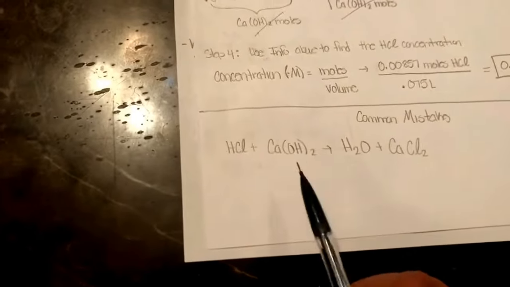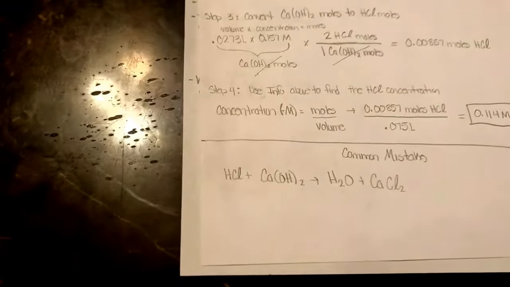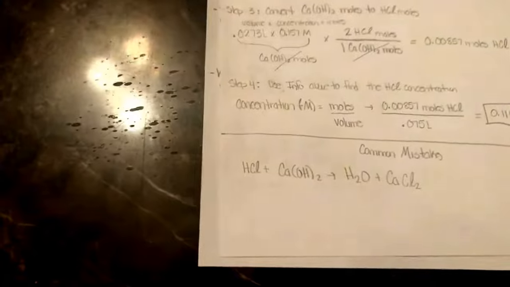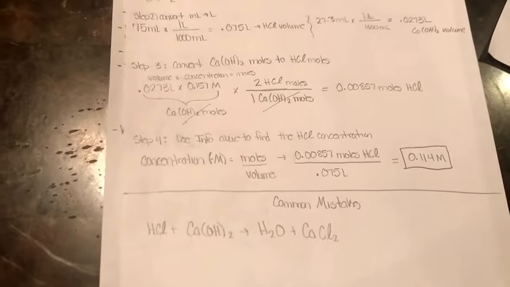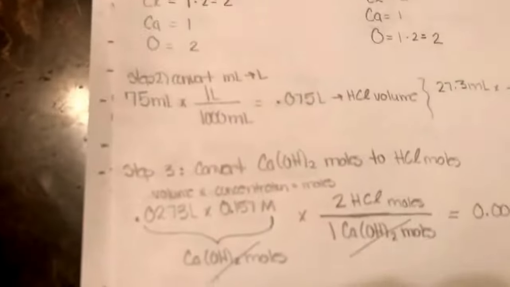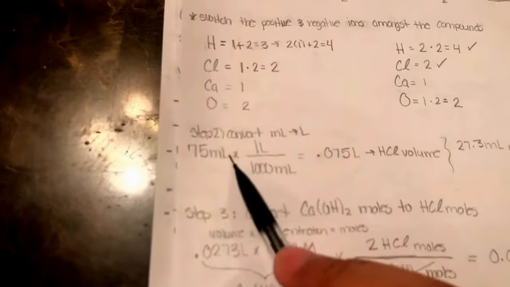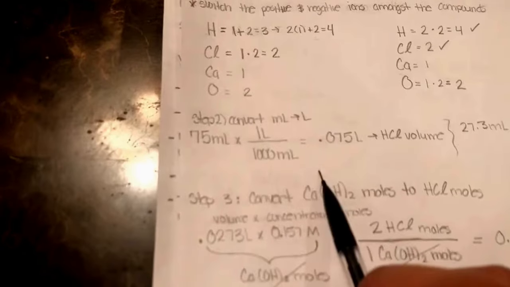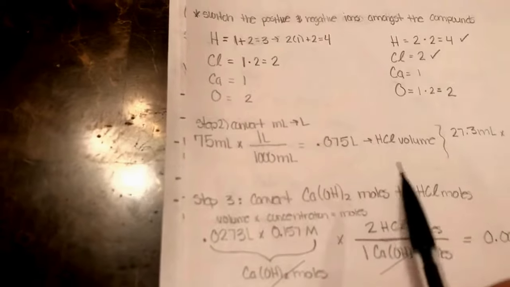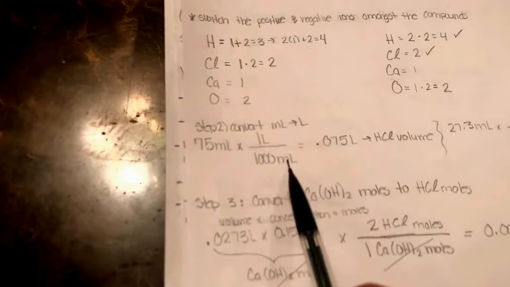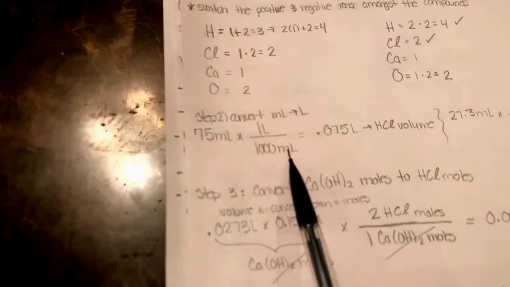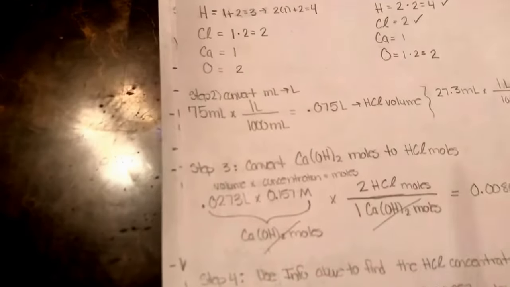One common mistake is not balancing the equation and just using this equation after swapping the ions, the negative and positive ions among the two compounds. That's a big mistake because it's not balanced. Another common mistake is not converting milliliters to liters, because in the equation we need the volume in liters instead of milliliters. That's a very common mistake.